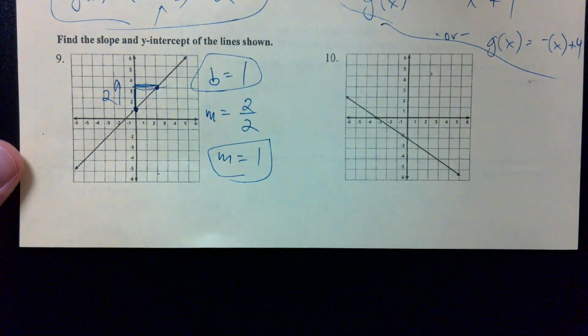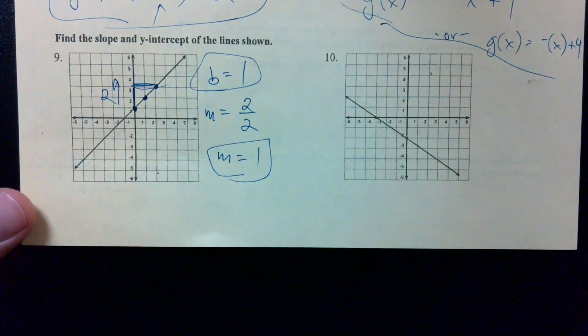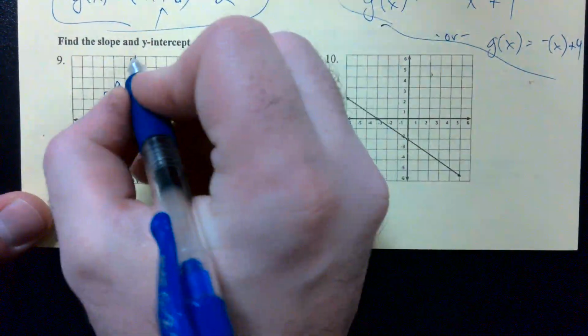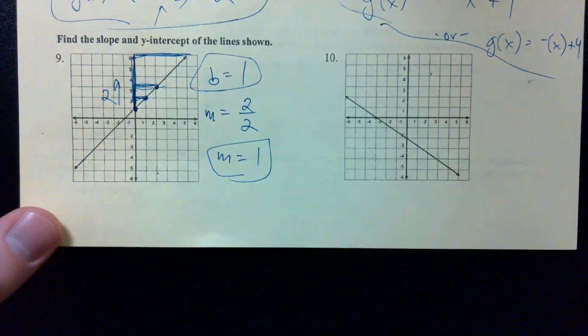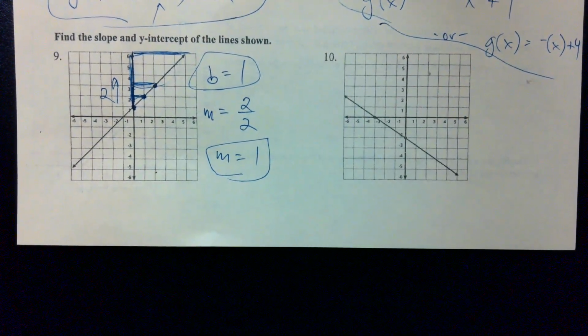Rise over run. I rise 2 and I run 1. There's also a point right here that we see, right? So I could rise 1 and run 1 as well. I could also rise 4 and run 4. Sorry, that's 5. Rise 5, run 5. Either way, I get a whole fraction, which turns out to be 1.